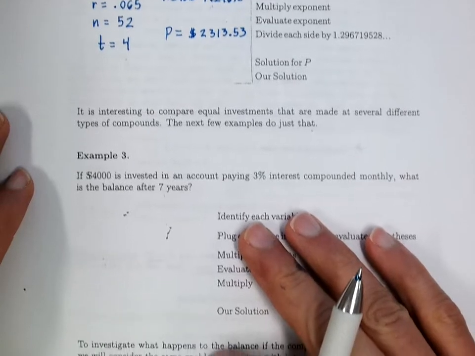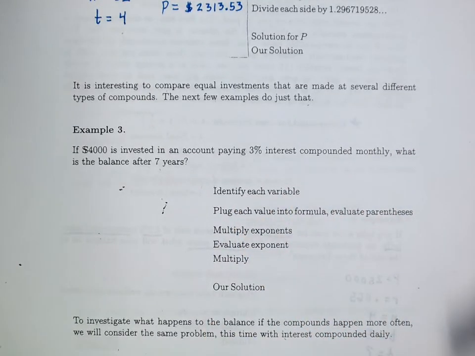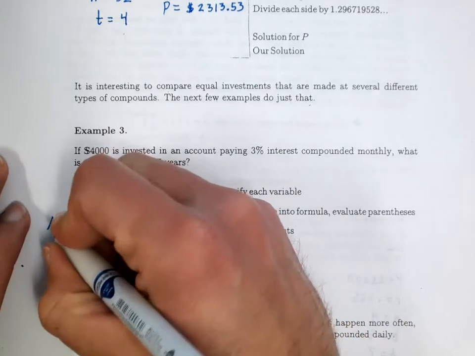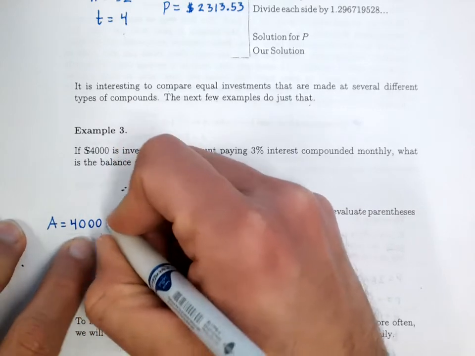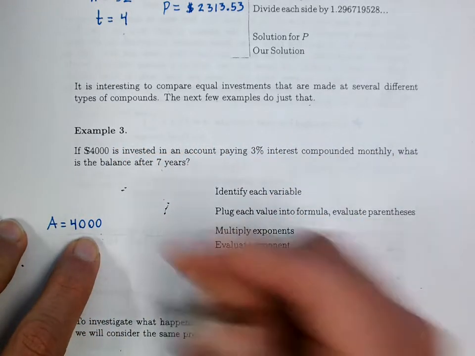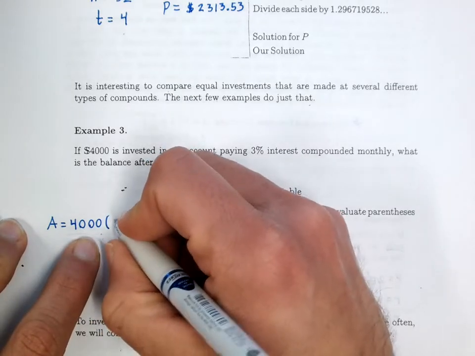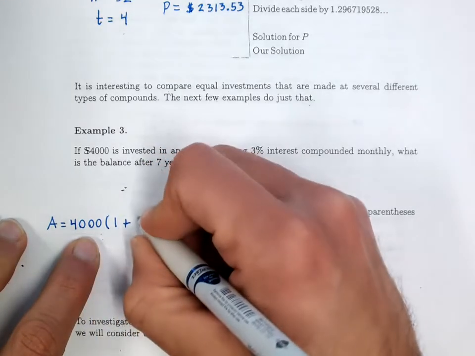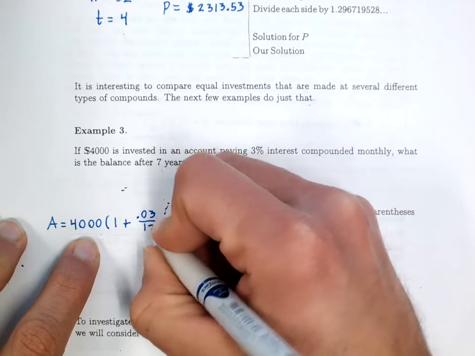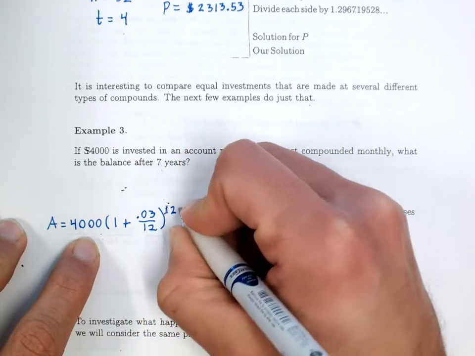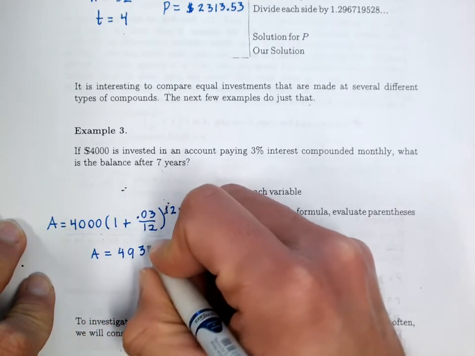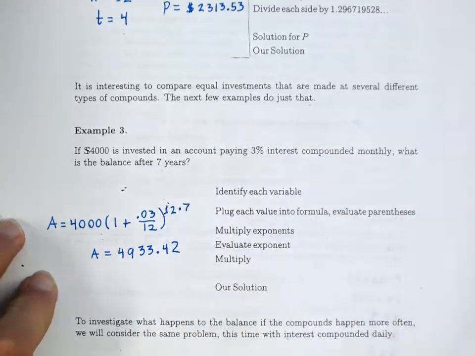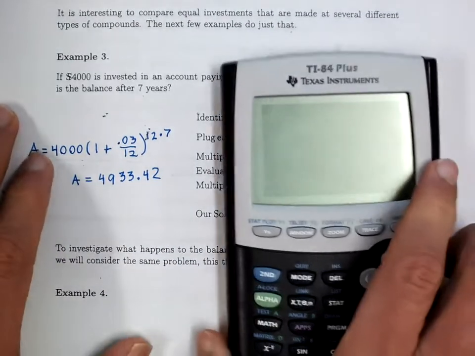If we go to example 3, we have the same idea. Okay, I'm actually not even going to do that. I'm just going to write the formula. And again, I'll leave it up to you if you want to read it, but it's the same idea. We're looking for what's the balance after 7 years if the interest rate is 3%. Okay, 12 times 7, and you get $4,933.42.